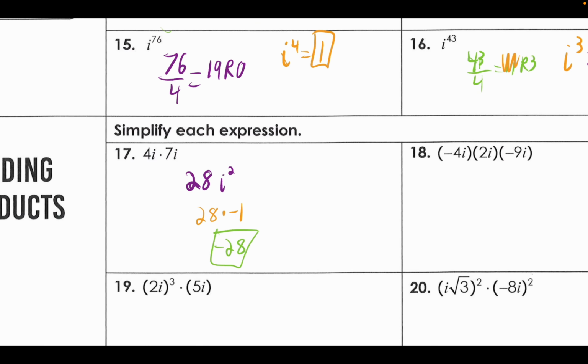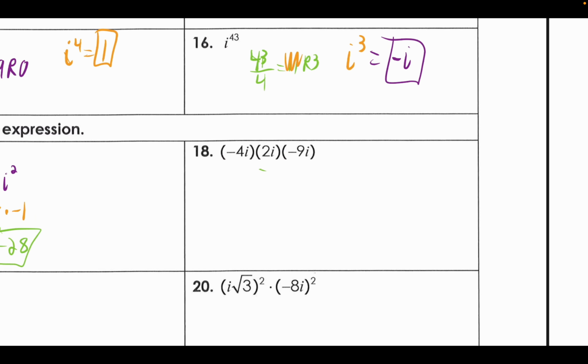Number 18, as I multiply 2 of these together at a time, negative 4i times 2i is negative 8i squared. And now I can multiply that with negative 9i. And I end up getting 72i to the third. Noting that i to the third is really just the negative version of i, I end up having this equal negative 72i, writing the negative at the front just like we normally do.